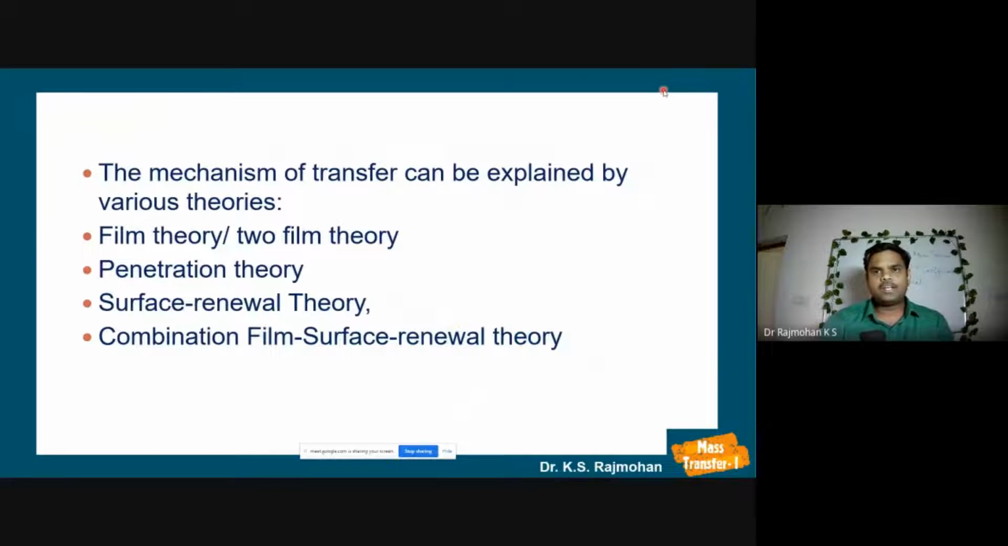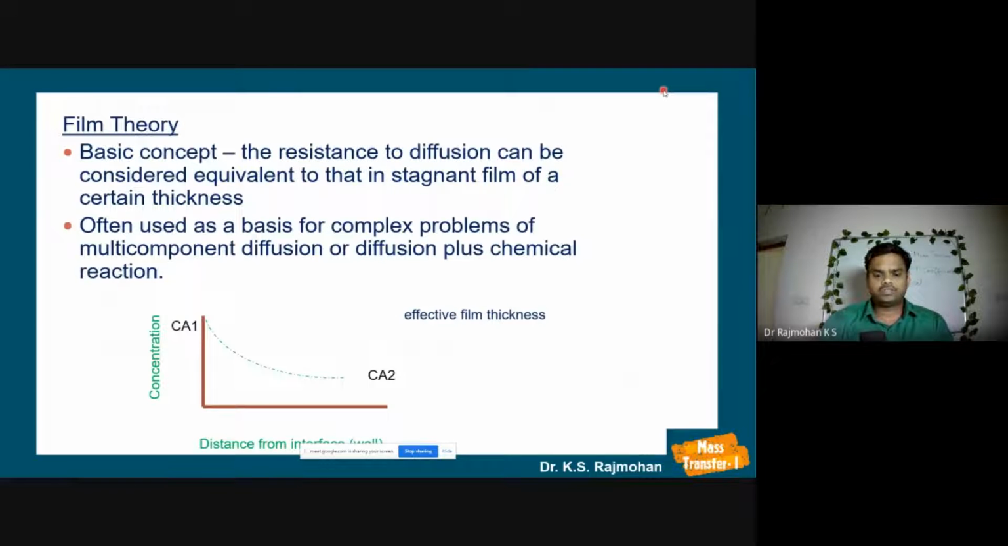So in this particular lecture, we will focus on some important theories like two-film theory, penetration theory, and surface renewal theory. Okay. So to start with, in the film theory, if you have an interface, say for example, a solid and a liquid, or a gas and a liquid.